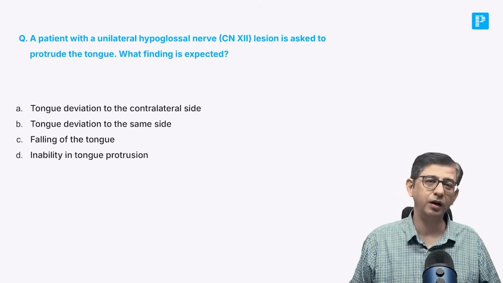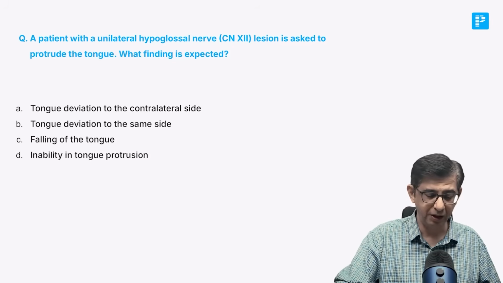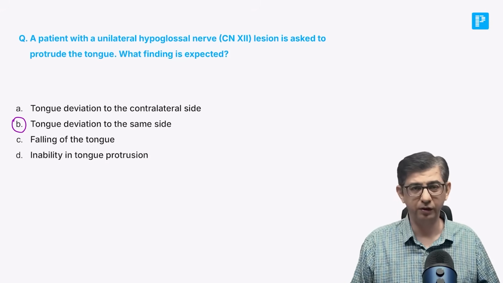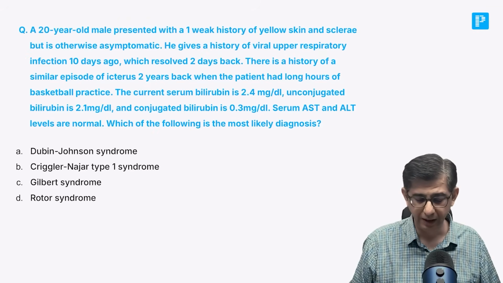Then is unilateral hypoglossal nerve palsy. The tongue will be protruding to the same side. Normally in the CNS, all manifestations are opposite, but the way the tongue muscle fibers are crossed, the tongue deviation would be to the same side.